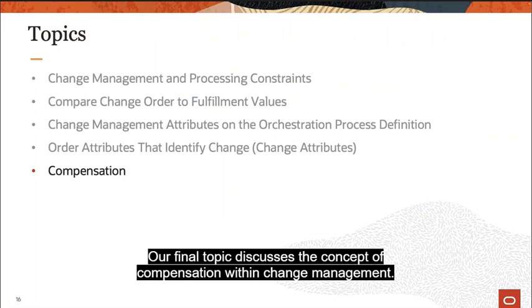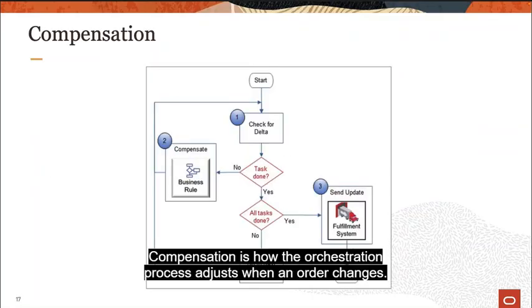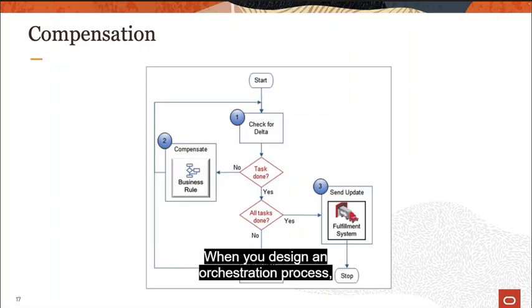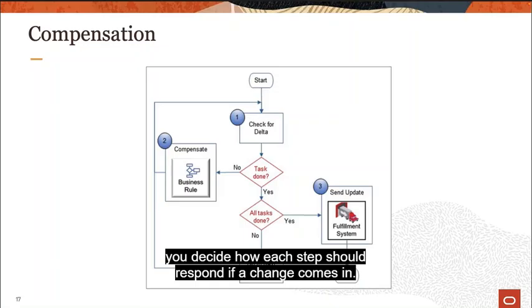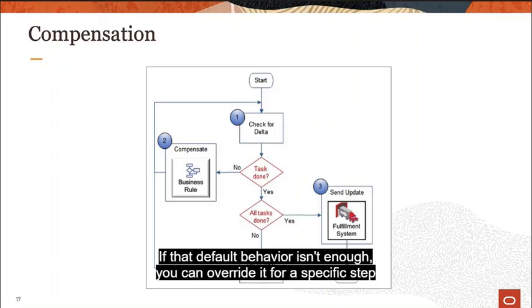Our final topic discusses the concept of compensation within change management. Compensation is how the orchestration process adjusts when an order changes. When you design an orchestration process, you decide how each step should respond if a change comes in. By default, order management compensates a step by simply updating it with the new information from the revised order.